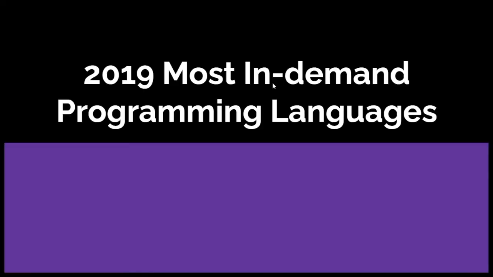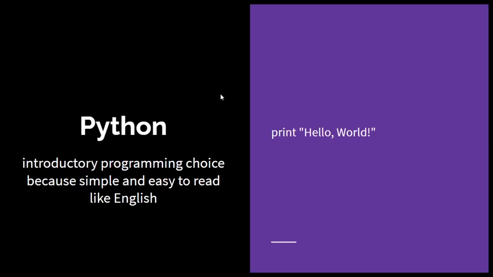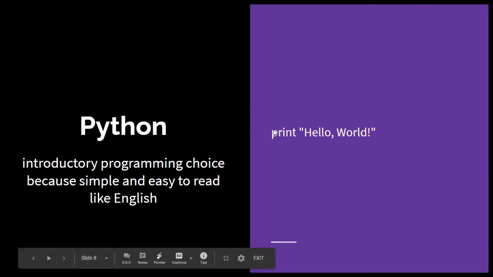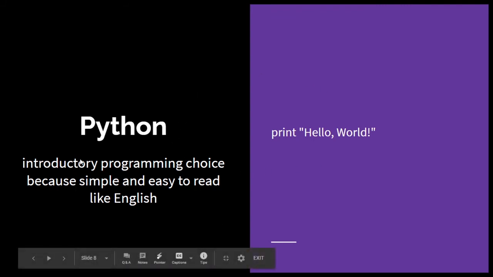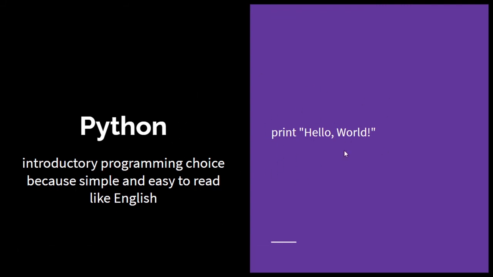So next, we want to talk about the 2019 most in-demand programming languages. The first one is Python, because it's an introductory programming language and it's simple and easy to read like English. So if you wanted to print hello world, this is how you'd do it. For these slides, you'll see the name of the language, a short description, and then how you would print hello world. It's super simple code, and that's what we use to code because of its simplicity.